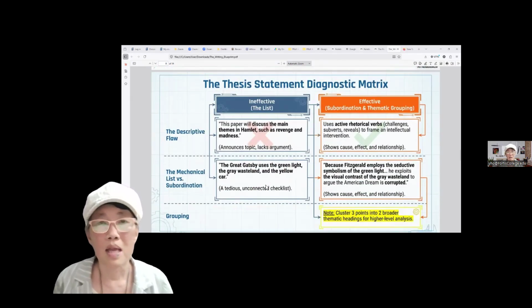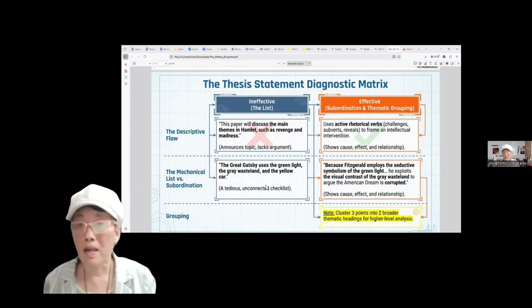And so an ineffective thesis statement is if you give a thesis statement with no reasons. So this paper will discuss the main themes in Hamlet, such as revenge and madness. And that's ineffective. The Great Gatsby uses the green light, the gray wasteland, and a yellow car.